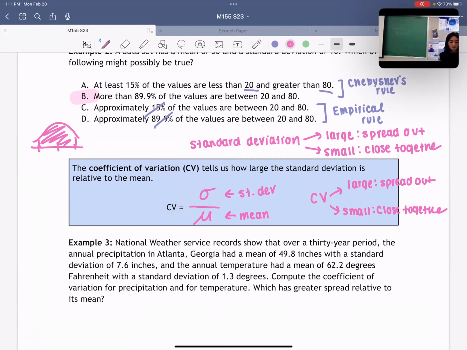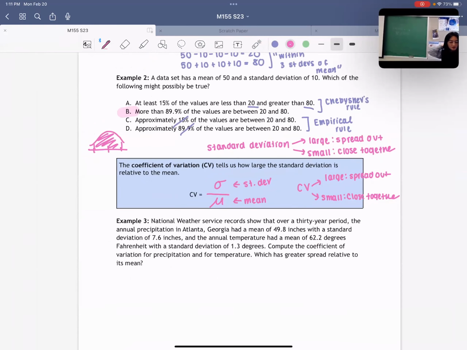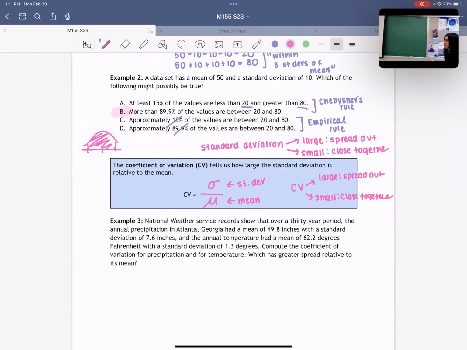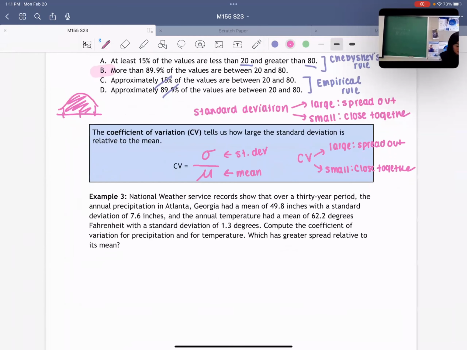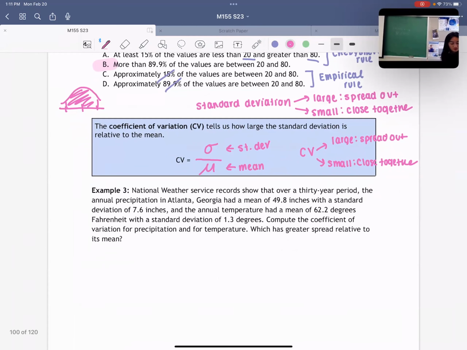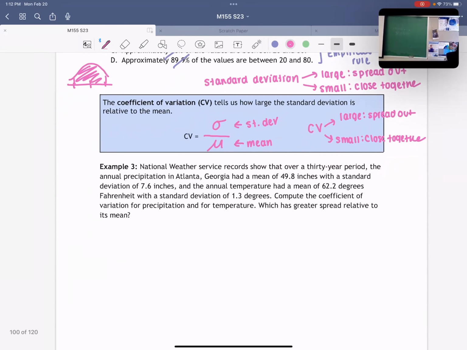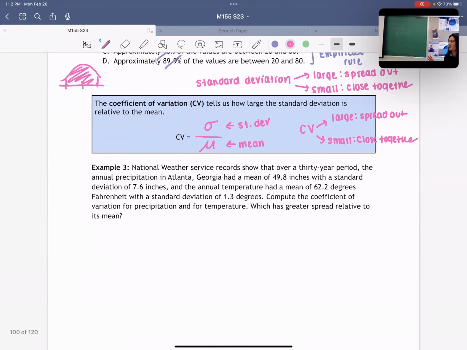Okay. So why don't we take a look at applying this coefficient of variation? Let's try and figure out what's actually going on here. And in example 3, we're talking about the National Weather Service, okay? So they took a bunch of records and, oh my gosh, this question has a lot of numbers being thrown around at me. Whenever I see a word problem and there's like 50 billion numbers in here, I like to make a little chart, okay? Just write down what's going on, okay?